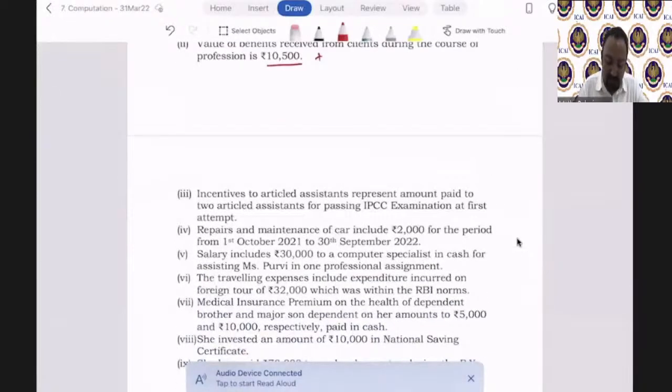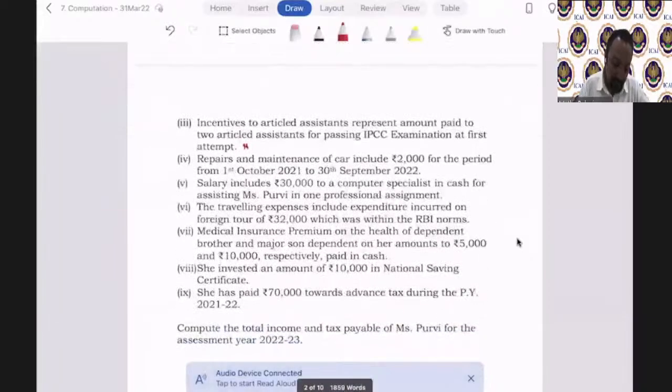Incentives to article assistant represent the amount paid to 2 article assistants for passing IPCC. So whether this is allowed or not, it is actually allowed. So you'll have to only write a note. What you can do is say N. I'll have to write a note for this. Repair and maintenance includes car 2000, which is basically for the period October 21 to September 2022.